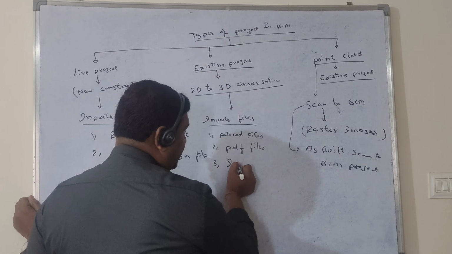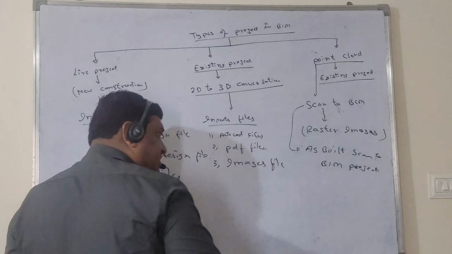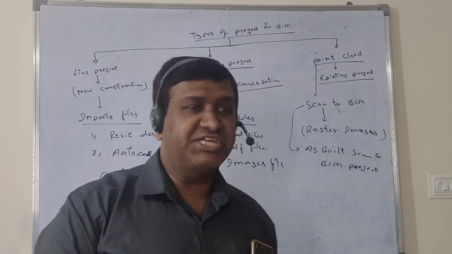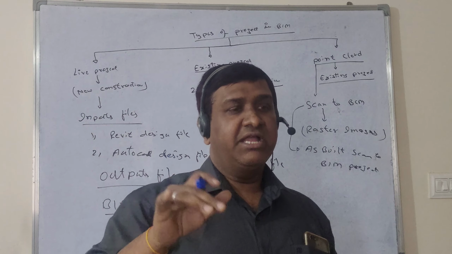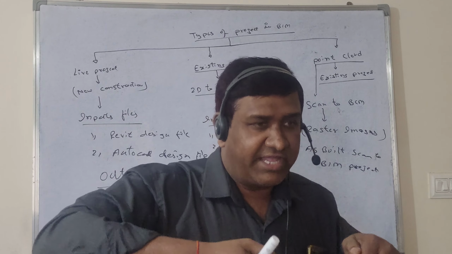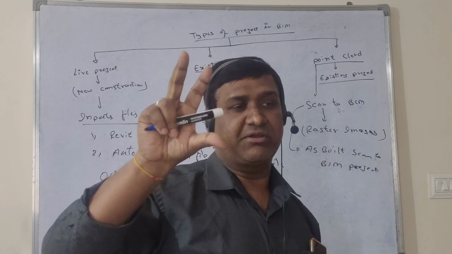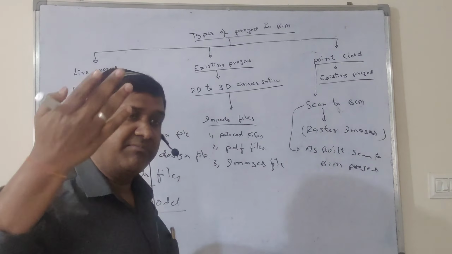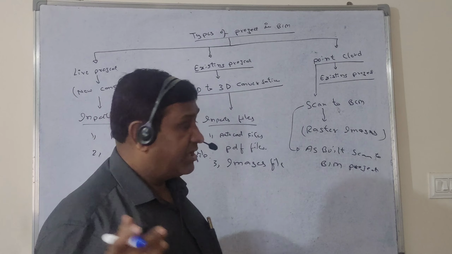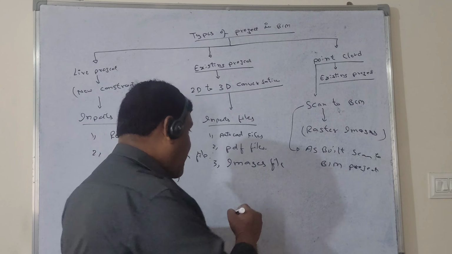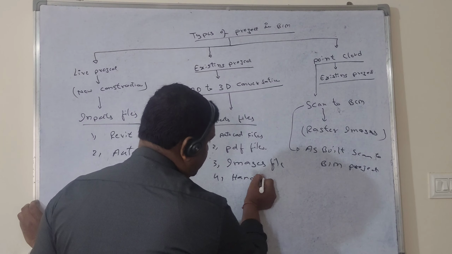Some companies may give image files. That is JPG images, PNG images, pics like that. Because when some drawing had been drawn, at that time they took a photograph. That comes as a picture. So some companies may give that type of input files also to make the model in BIM. So you will get image files, and some companies may give hand sketch files also.